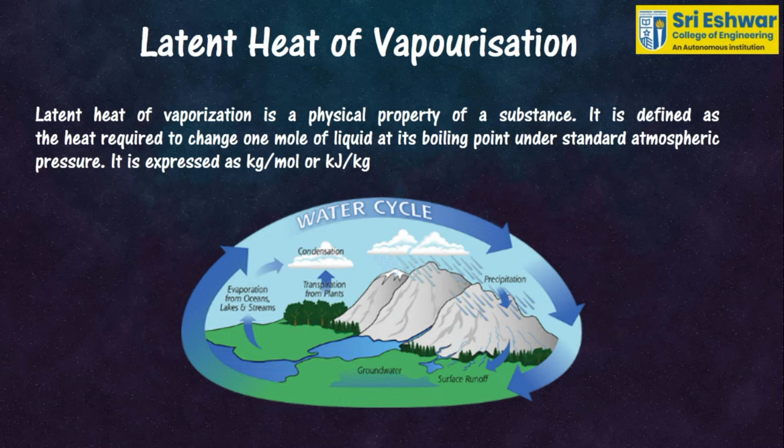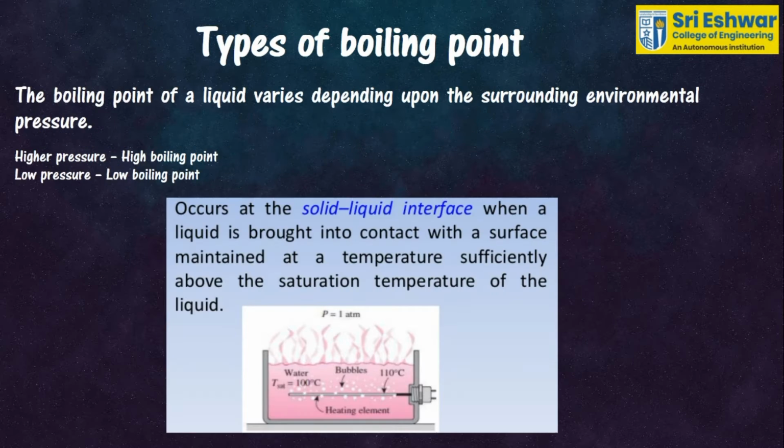It is defined as the heat required to change 1 mole of liquid at its boiling point under standard atmospheric pressure. It is expressed in kilojoule per mole or kilojoule per kg. The heat of vaporization of water is about 2260 kilojoule per kg, which is equal to 40.8 kilojoule per mole. This is called latent heat of vaporization.